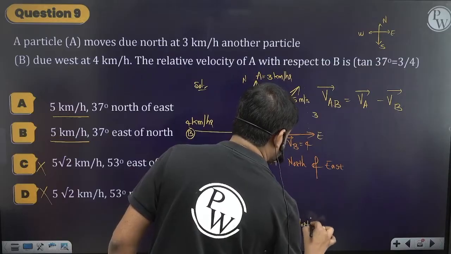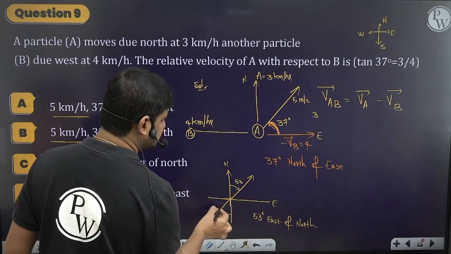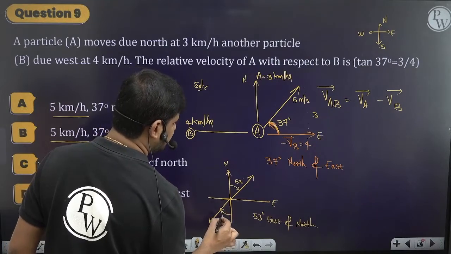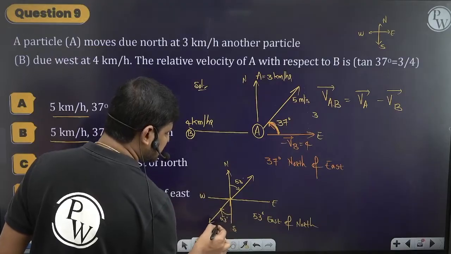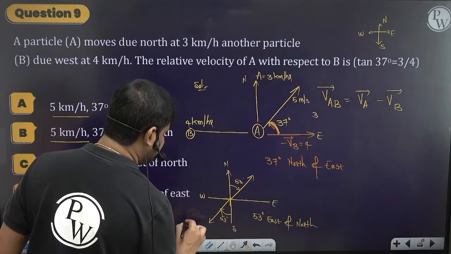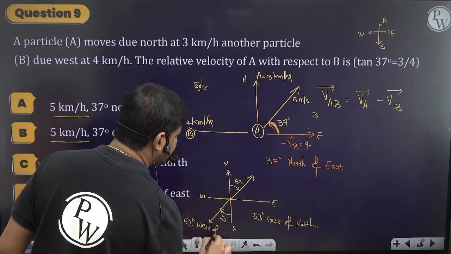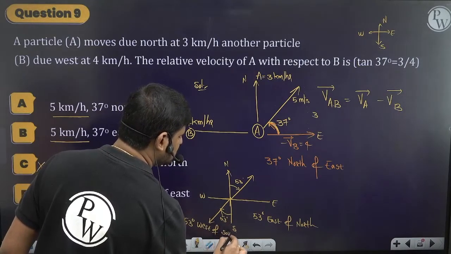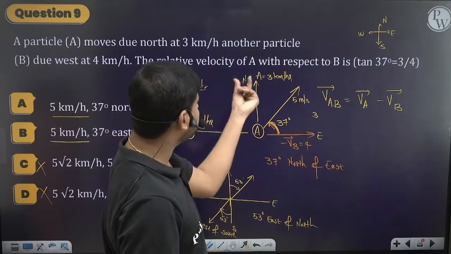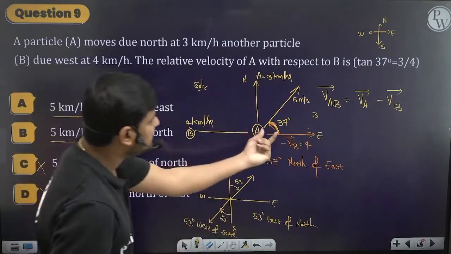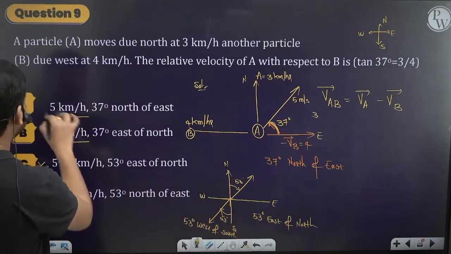Clear? Whereas if I say the vector like this, and consider this angle as again 53, then what do we write? This is south, this is west. So this is 53 degrees west of south. From south you are going to the west, whereas here from east you are going to the north. That's why 37 degrees north of east is the correct answer: 5 km/h, 37 degrees north of east.